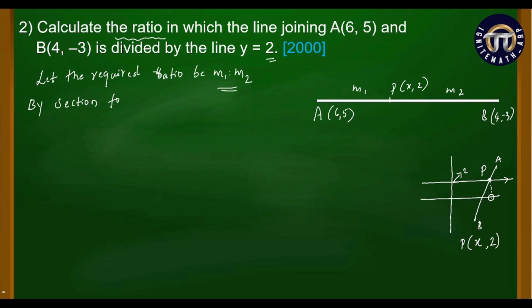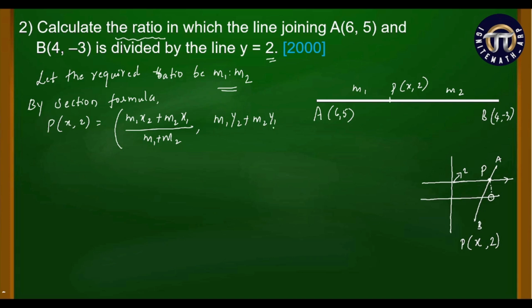By section formula, pay attention children, the coordinates of the point P are given by (x, 2) equal to (m1 x2 plus m2 x1) by (m1 plus m2), then (m1 y2 plus m2 y1) by (m1 plus m2). Correct children? Now my job is to do the correct substitution.